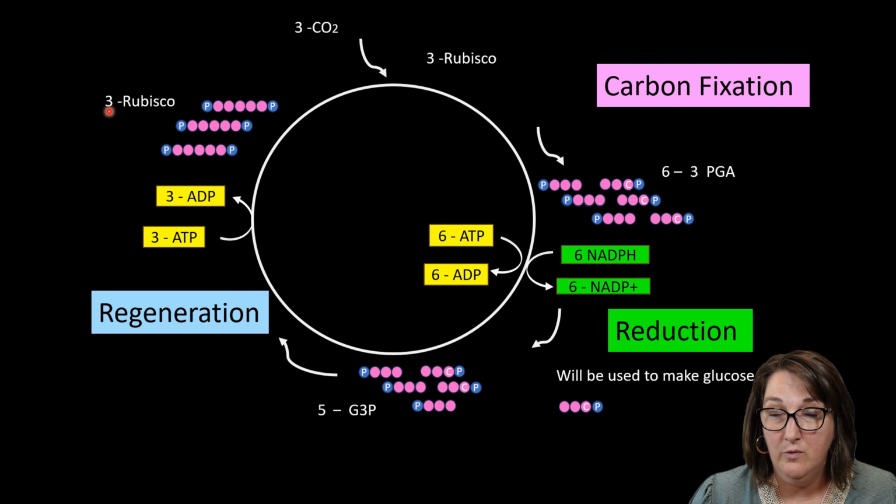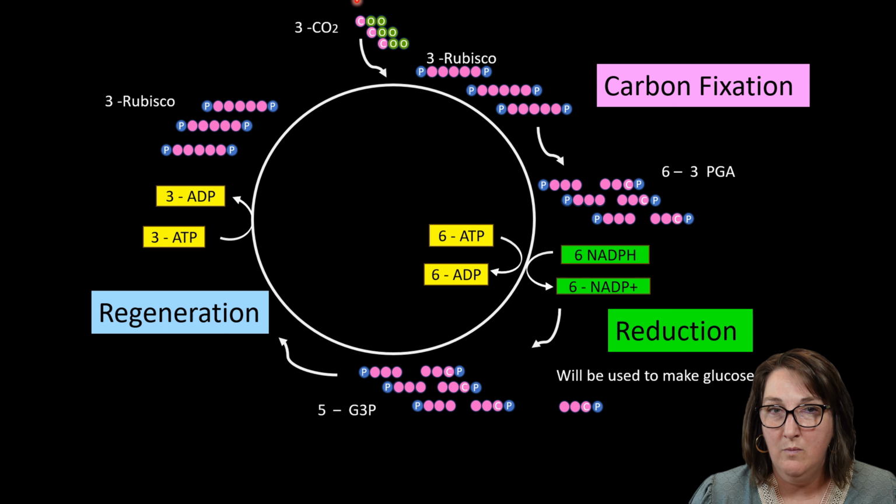So I'll have 3 Rubisco, and then 3 more carbon dioxides are going to come in. Remember, they can only come in one at a time. One's going to come in and attach. One's going to come in and attach. One's going to come in and attach. They're going to break apart, and then I'm going to have 6 3-PGAs.